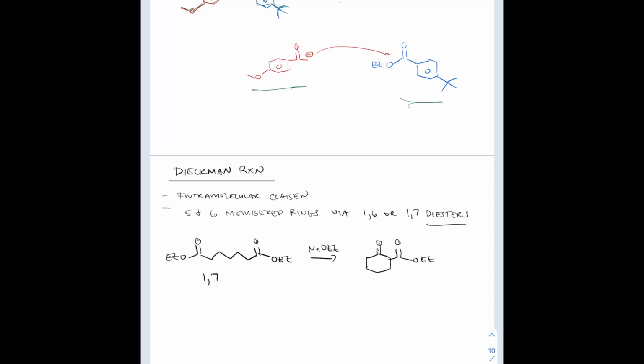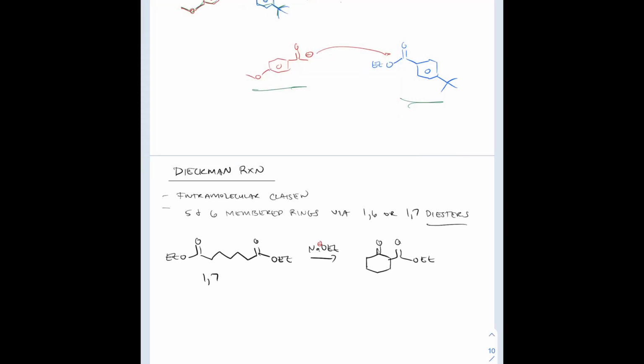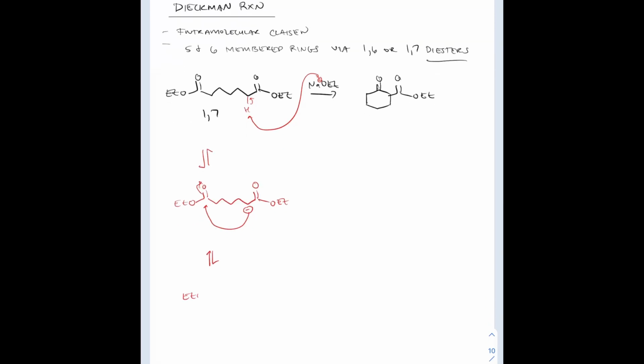So this is a 1,7 diester, and throw in sodium ethoxide, and we deprotonate the alpha position, and this alpha position can then attack intramolecularly the carbonyl on the left, and that's going to give us our final product in the end. So that initial attack is going to result in a tetrahedral intermediate, and this tetrahedral intermediate is already forming the ring.